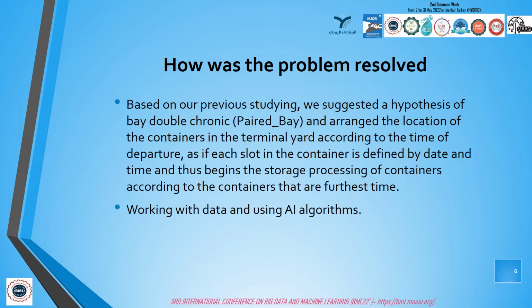How was the problem resolved? Based on our previous studies, we suggested a hypothesis of a double chronicle. We called it a paired bay, and arranged the location of the containers in the terminal yard according to the time of departure, as if each slot in the container yard is defined by date and time, and thus begin the storage processing of containers according to the containers that depart furthest in time, working with data and using artificial intelligence algorithms.